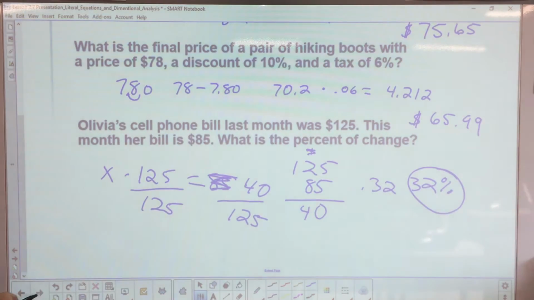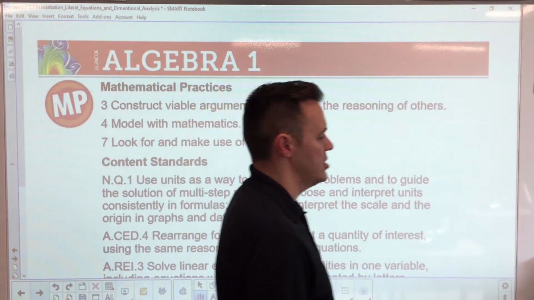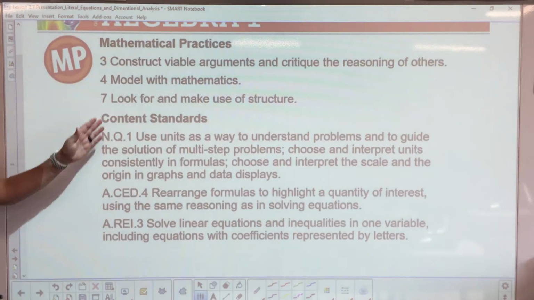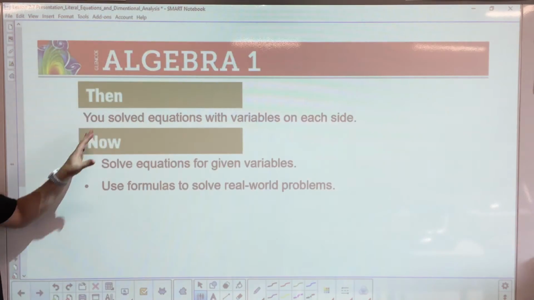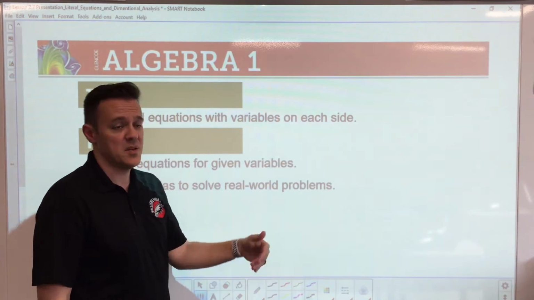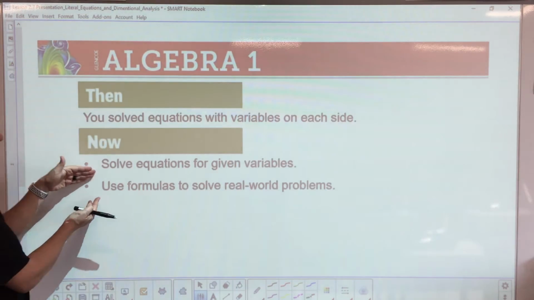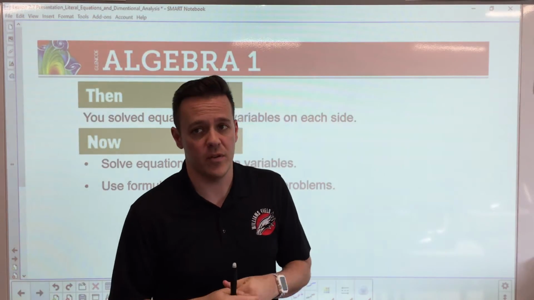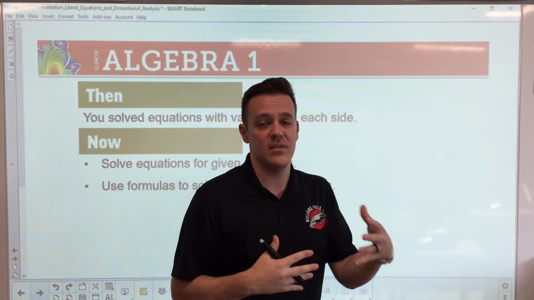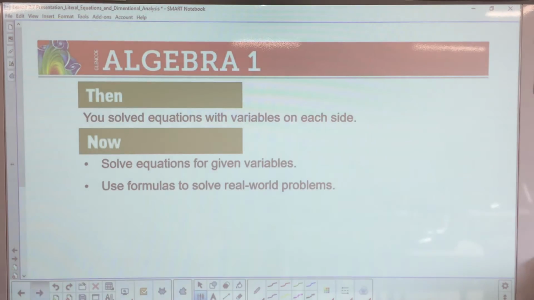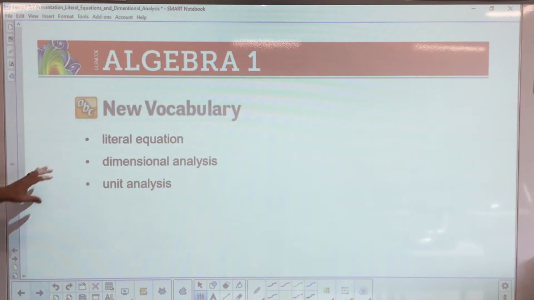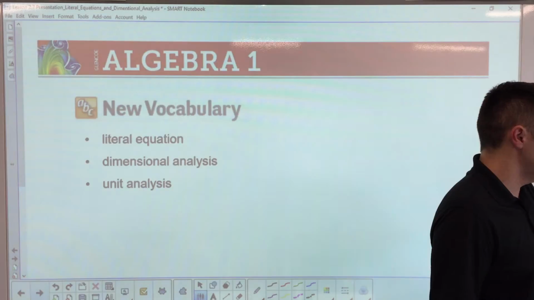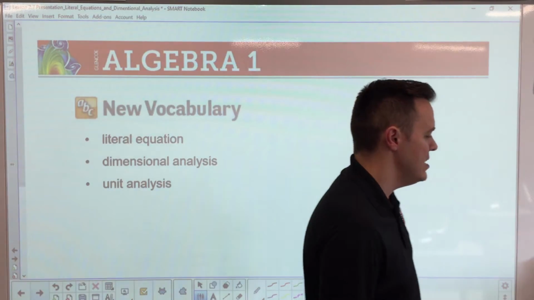Okay? All right, so today we're going to start constructing a lot of arguments, okay? We still have 3 standards we're going to be covering, and so there's going to be a lot of mathematical practices that we're doing as well. You solved equations with variables on each side. That's what we did in the previous lesson. Now we're going to solve equations for given variables, and use formulas to solve real-world problems. You will see formulas all over the place in chemistry. When you start diving deeper into some other sciences, you'll see them, as well as in math. A little equation. So in your notes, we're not actually going to start on the vocabulary on this equation, I believe, until the second page.